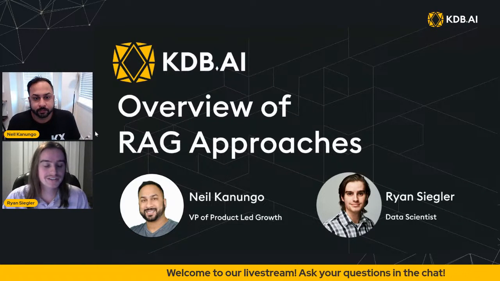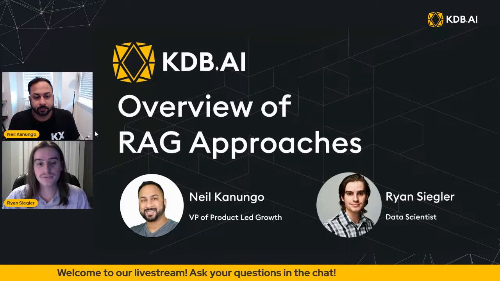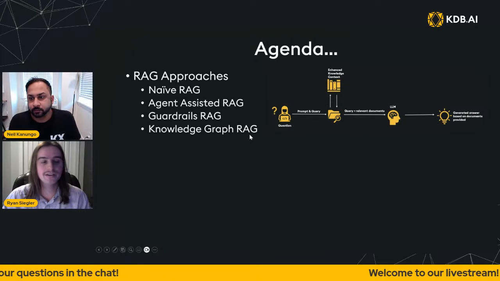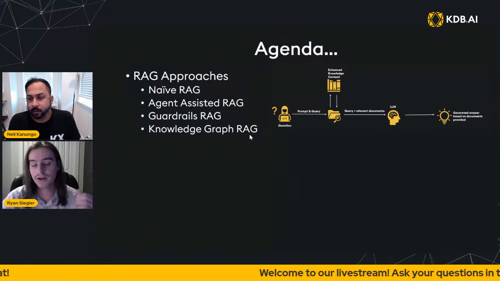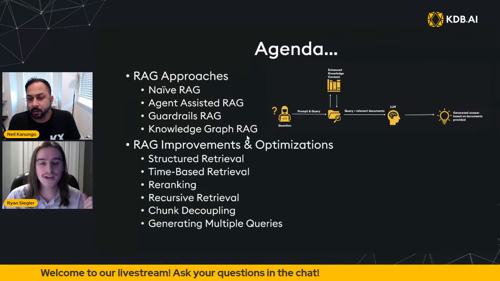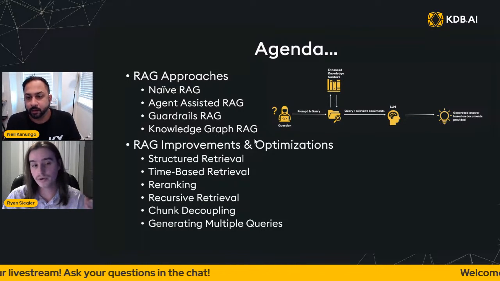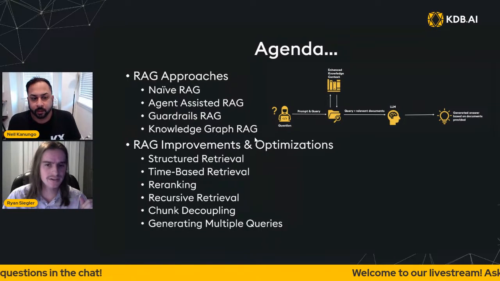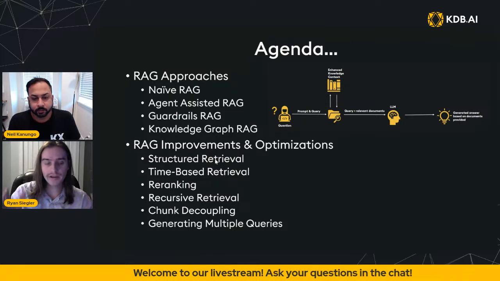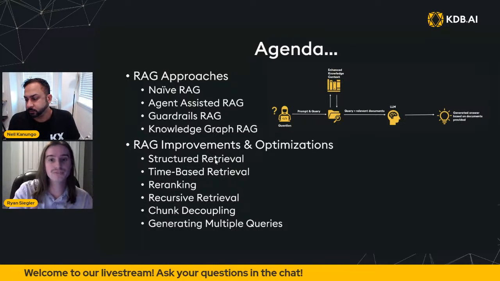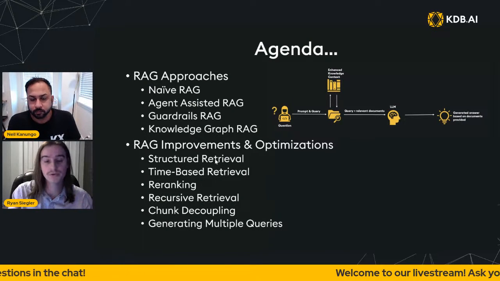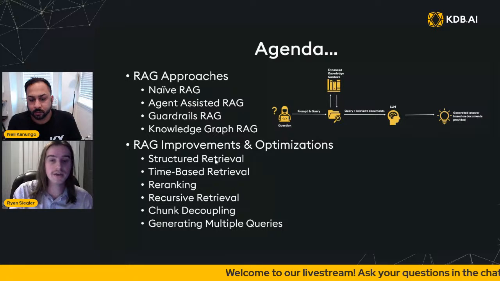So my name is Ryan Sigler, and today I will be going over a few different RAG approaches. The agenda is we're going to go over four high-level RAG approaches that you can take, and then we'll dive into some different ways we can improve these approaches. A lot of this will be on the retrieval side. So in our RAG pipeline, we get the data that we want, we retrieve the relevant data, and then pass that to our large language model. The retrieval is a big part that we're going to be focusing on today, and how we can optimize that piece of the pipeline.